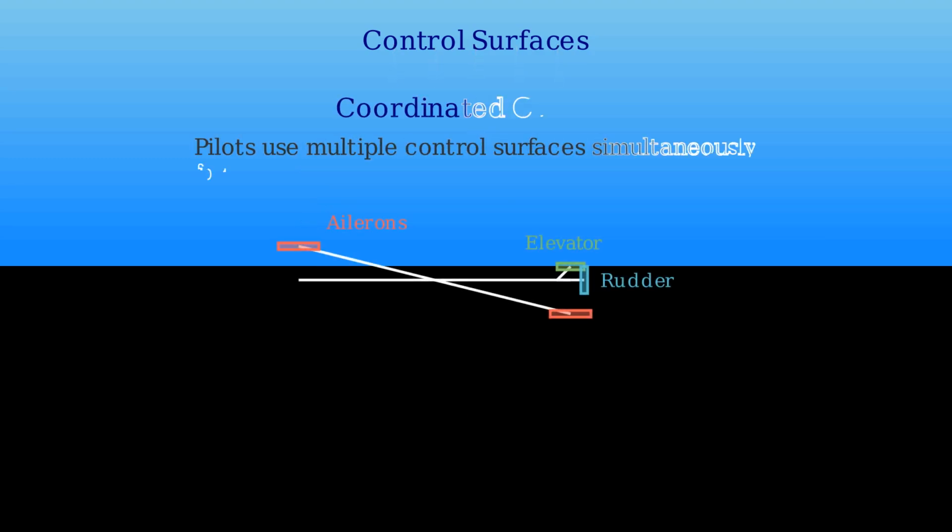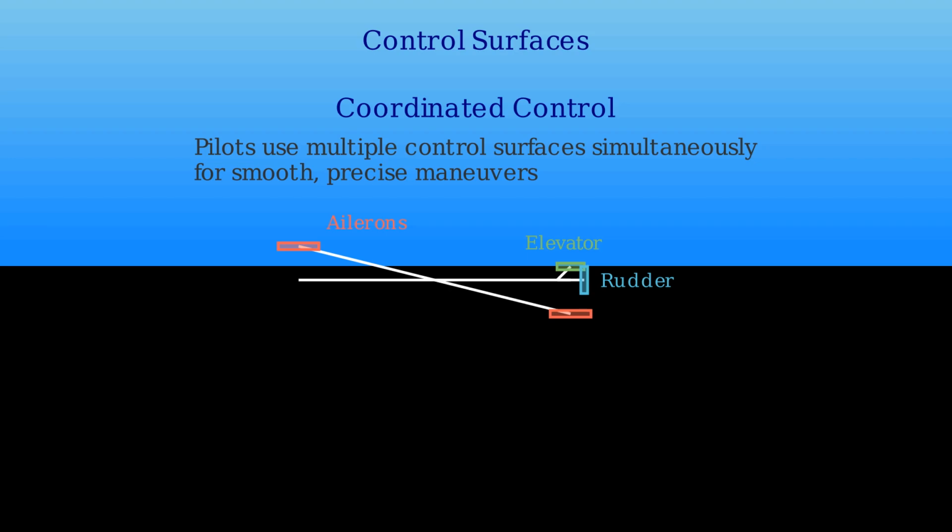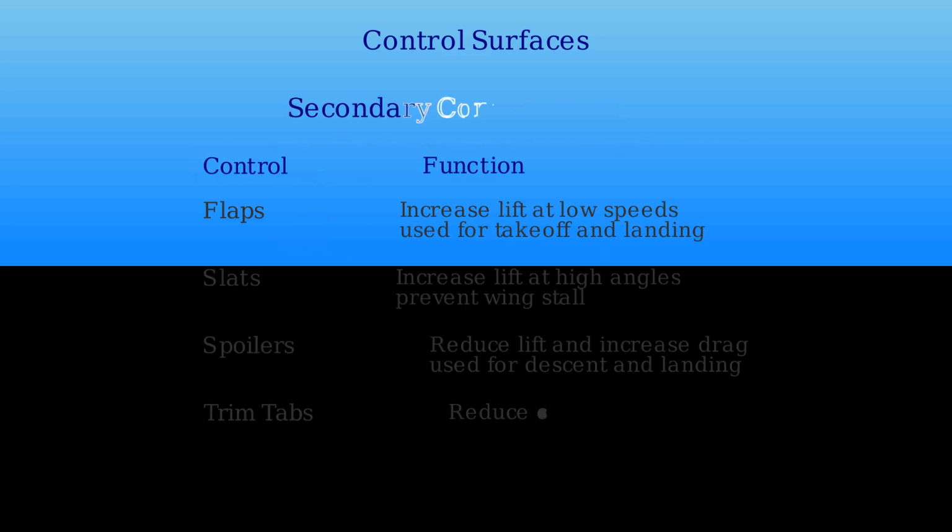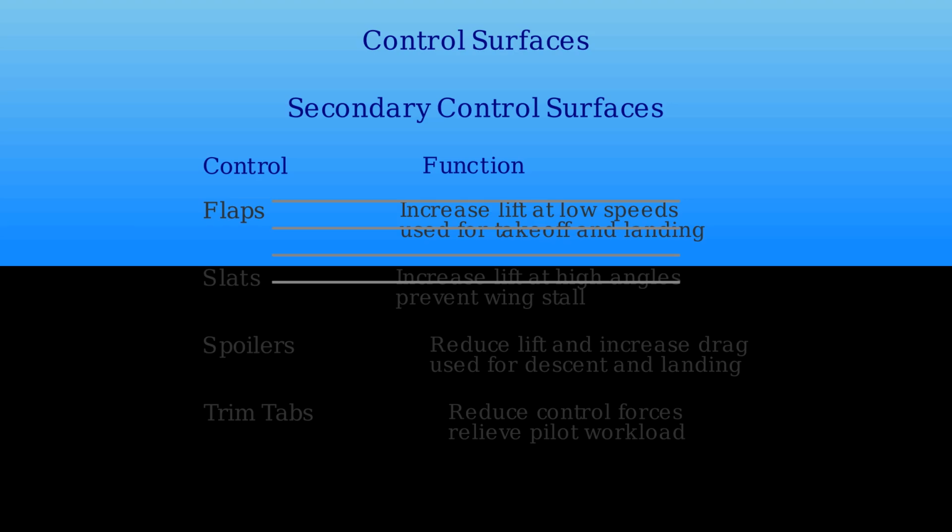In actual flight, pilots use multiple control surfaces simultaneously. For example, a coordinated turn requires proper aileron input for the roll, elevator adjustment to maintain altitude, and rudder input to coordinate the turn. Aircraft also utilize secondary control surfaces like flaps, slats, spoilers, and trim tabs. These help with adjusting lift characteristics, reducing pilot workload, and providing stability in various flight conditions.